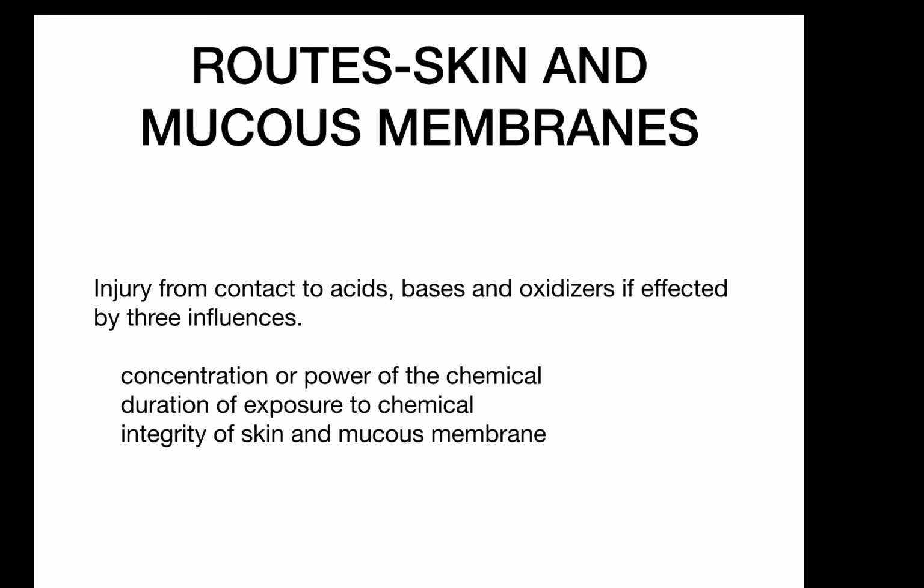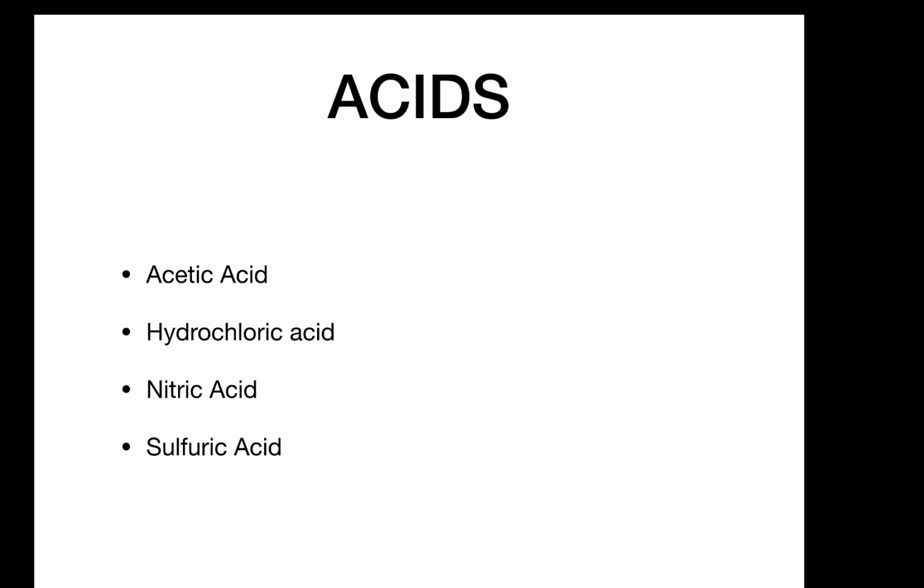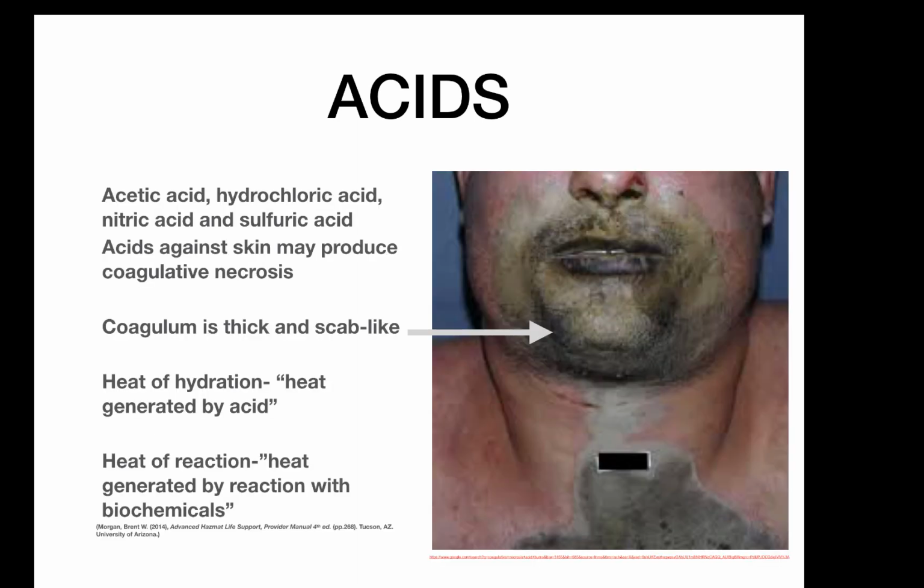And so the mucous membranes, because of their function, may more readily or rapidly evolve injuries and spread of exposure. So those 2 factors in particular are going to be the concentration and that duration of exposure. So acids, bases, and oxidizers. The acids, some pretty common ones are acetic acid, hydrochloric acid, nitric acid, and sulfuric acid. Okay. So acetic, hydrofluoric, and nitric, as well as sulfuric, acids against the skin may produce a coagulative necrosis.